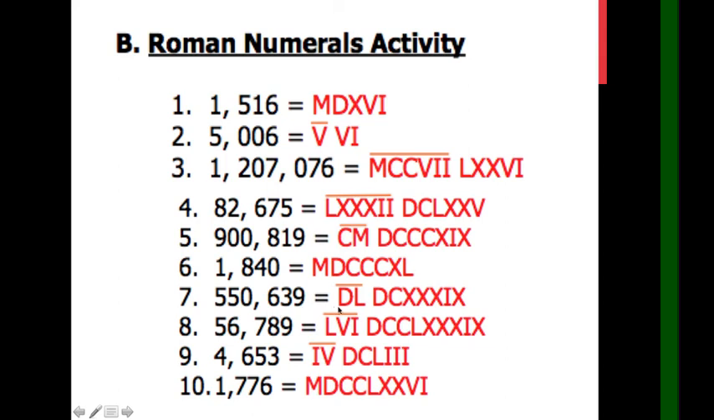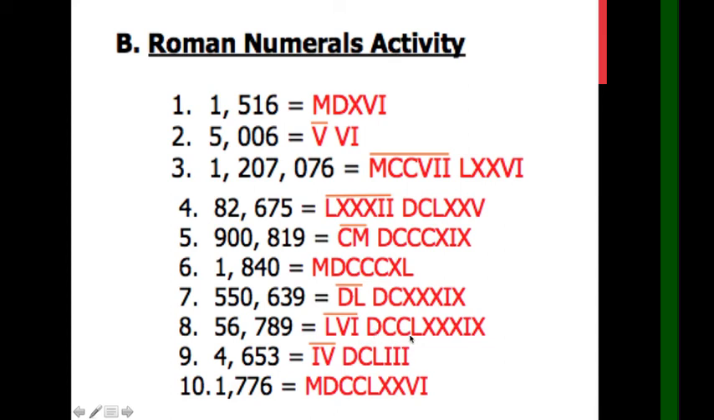Again, 550,639. So, that is 550. So, we have D and L. That's 550. Correct. And then we just put bar. And then 600 DC. And then tatlong X, so that's 30. And then 9. For 56,789. So again, LVI. So that is L for 5 and then 6. And then times 1,000. That's 56,000.